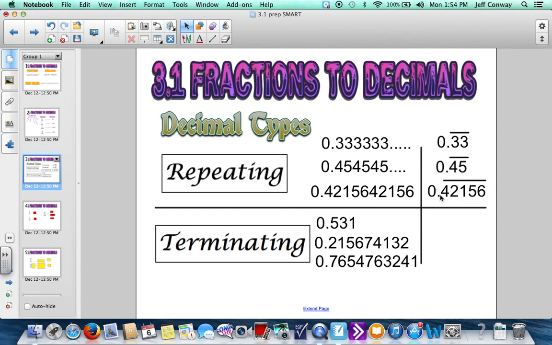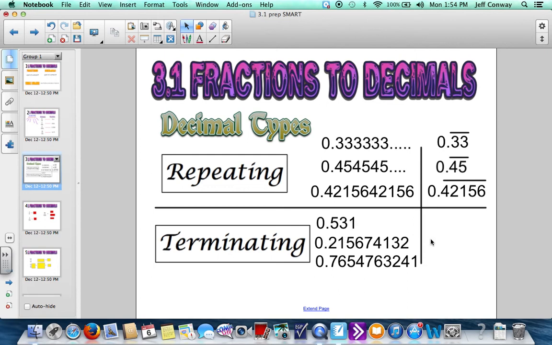And then there are terminating decimals. A terminating decimal is any decimal that has a finite end, or it does come to a conclusion. So 531 thousandths. There are no other numbers after that. It does not continue. There is no repetition in those numbers. So it's 0.531, and that would be the end of it.